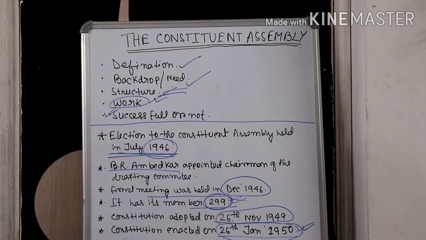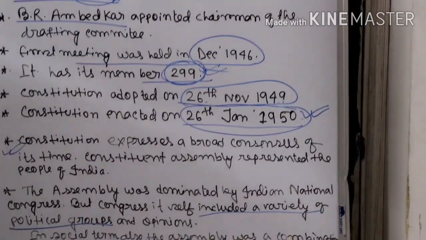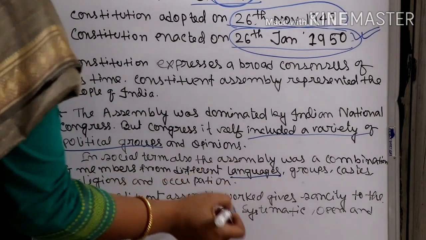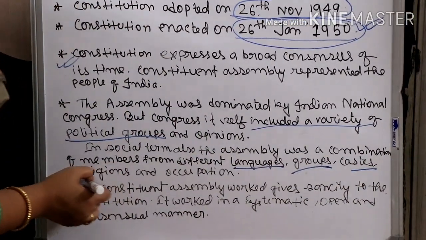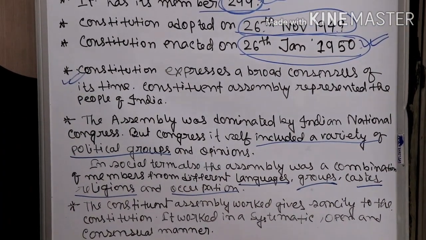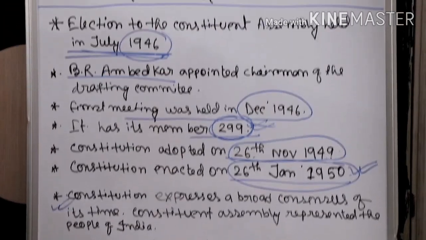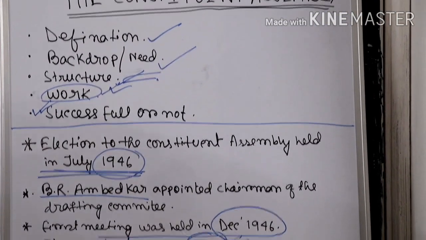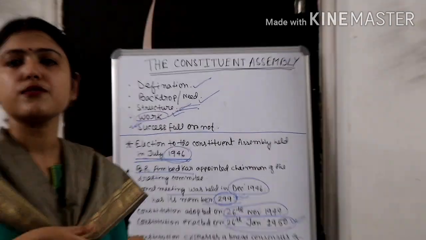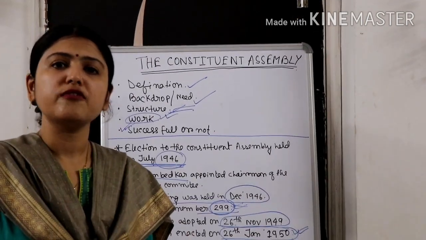The Congress included a variety of political groups and opinions. At the same time, people of different languages, groups, castes, religions, and occupations were included in the Constituent Assembly. They belonged to almost every religion, almost every caste, and more or less every section of society. That's why there was a lot of diversity in the Constituent Assembly, so the people were able to express, and give solutions to, the problems they were facing in their day-to-day life.